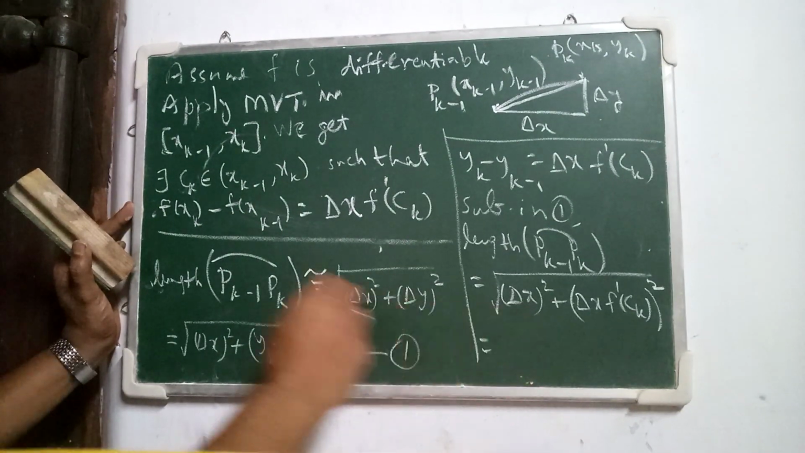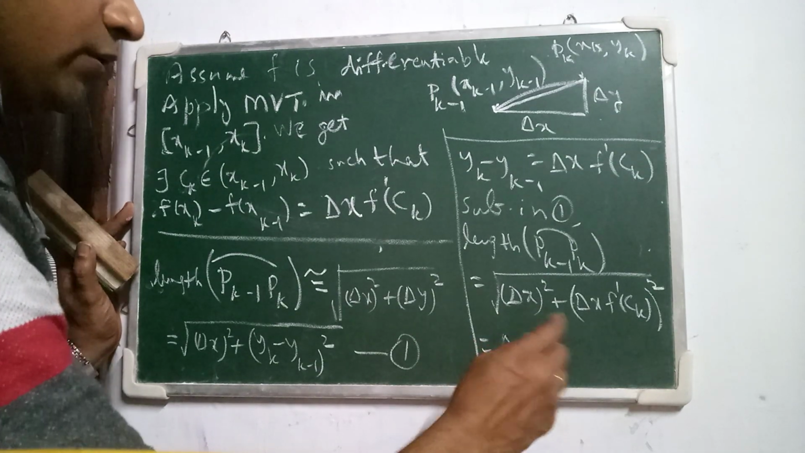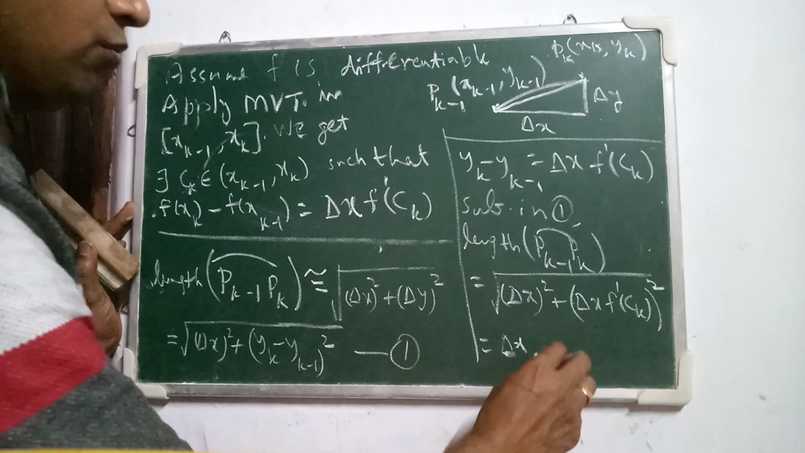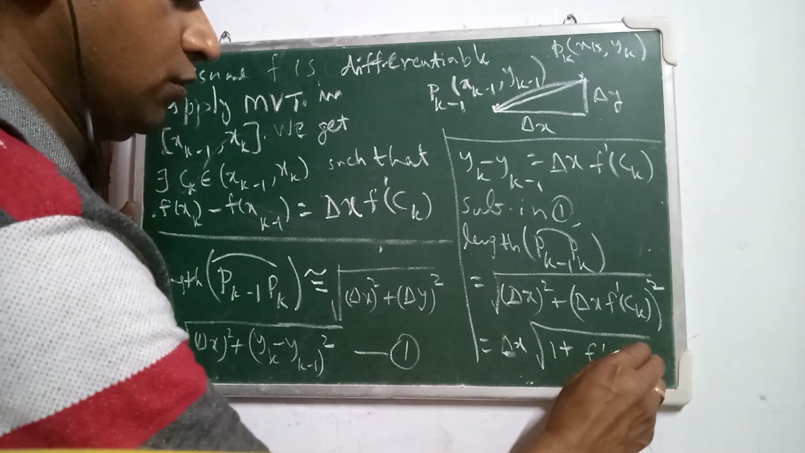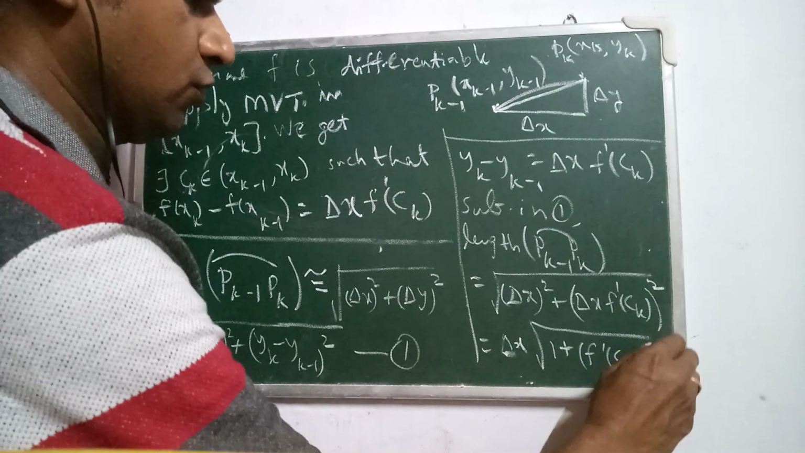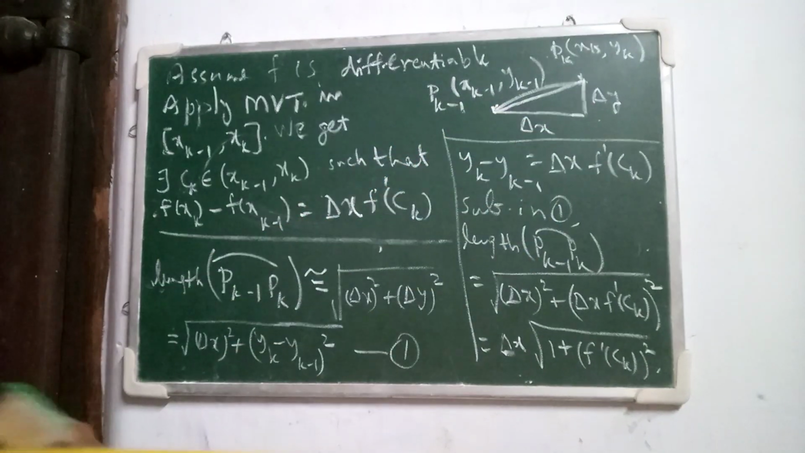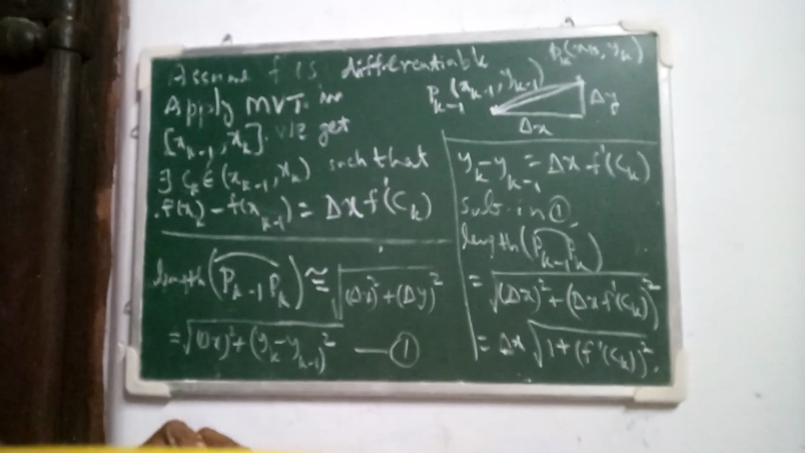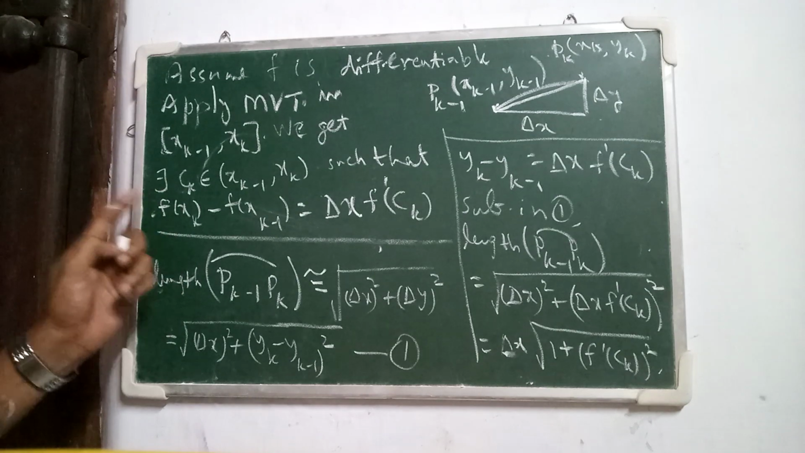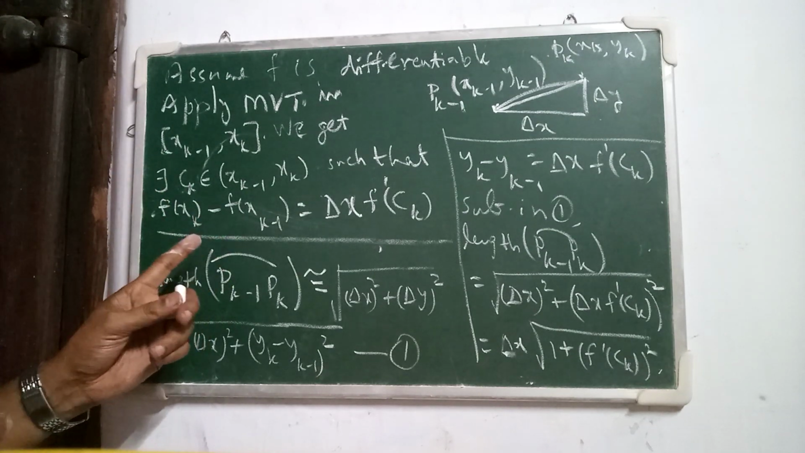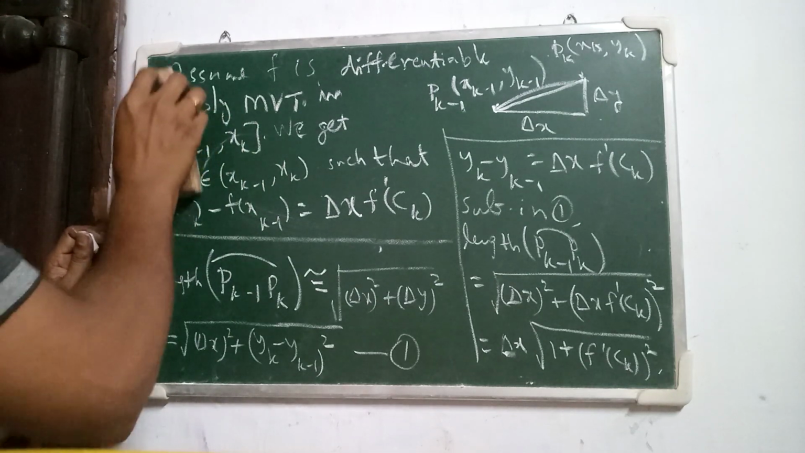So let me take delta x whole square out. So from the square root, if you take it out, it will be delta x into square root of 1 plus f dash of c k square. This is the length of this typical k th subarc p k minus 1 p k. Now what is the length of the whole curve? It is the sum of the length of the subarcs.